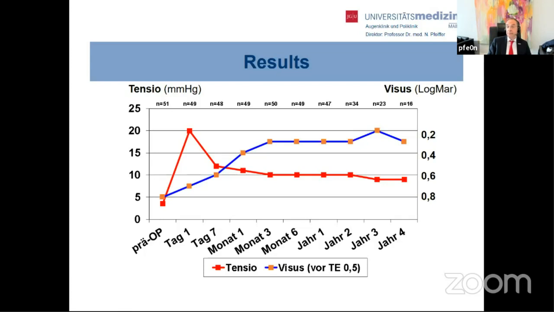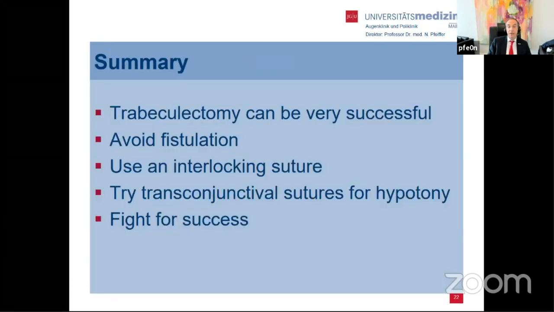So in summary, trabeculectomy can be very successful. Avoid fistulation by, for example, using an interlocking suture. Try transconjunctival sutures for hypotony and always fight for success.